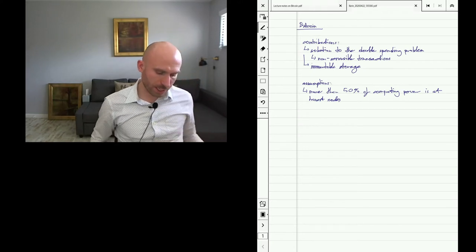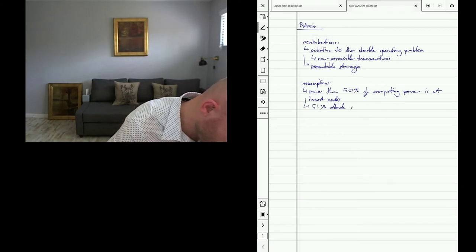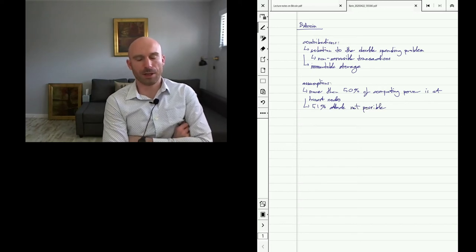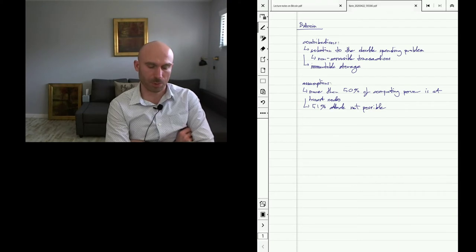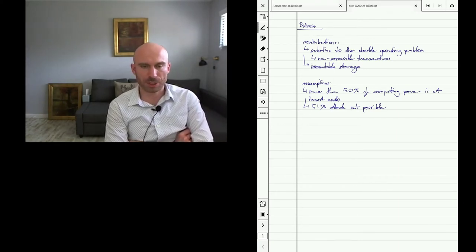And so when that is not satisfied, you get things like the 51% attack. All right, so the idea is that if an attacker can control more than 50% of the computing power, often represented as 51%, then the blockchain becomes insecure and none of the guarantees hold.